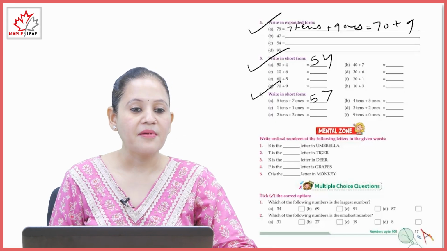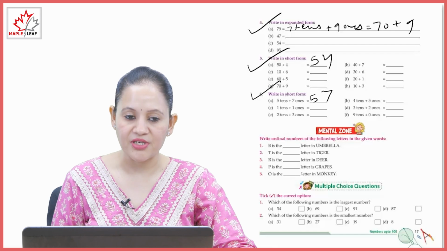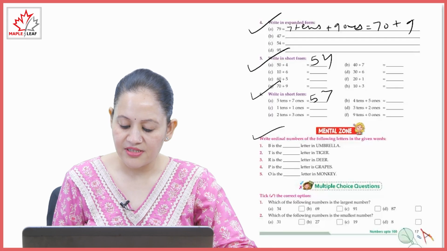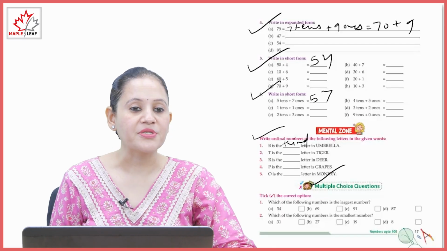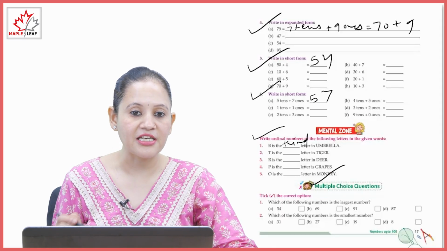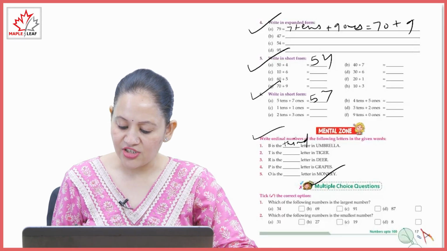Next is mental zone. Write the ordinal number of the following letter in the given word. So B is at the second place. First, second, third letter. Next, multiple choice questions. Choose the correct option. Which of the following numbers is the largest number? Among these numbers, the largest is 91. So C is the correct option here.